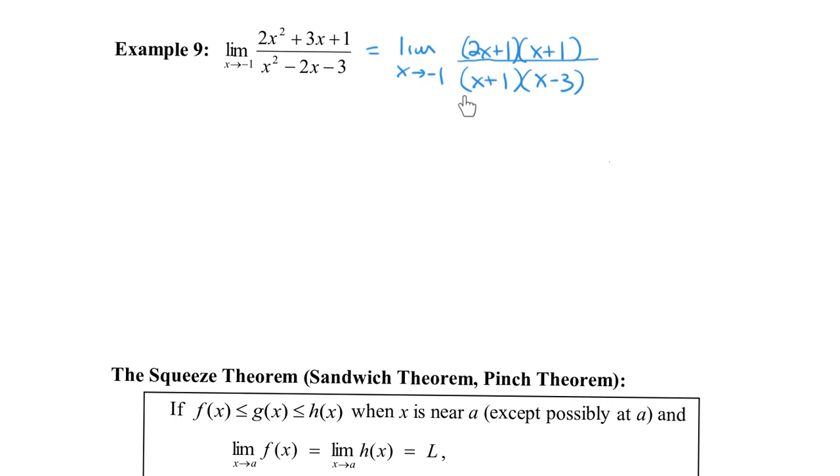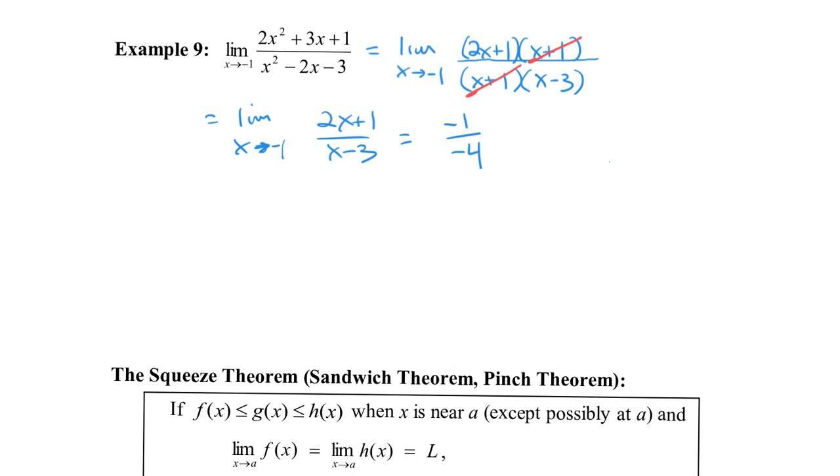Right now, if I plug in -1, I'm going to get 0 over 0. But we can see we've got this factor of x plus 1 that will cancel. Once we do that, we're going to get a problem that we can evaluate. So we're going to get 2x plus 1 over x minus 3. Now I can take the limit. I plug in a -1 into the numerator, and I get -2 plus 1, which is -1. Plug in -1 in the denominator, I get -1 minus 3, which is -4.